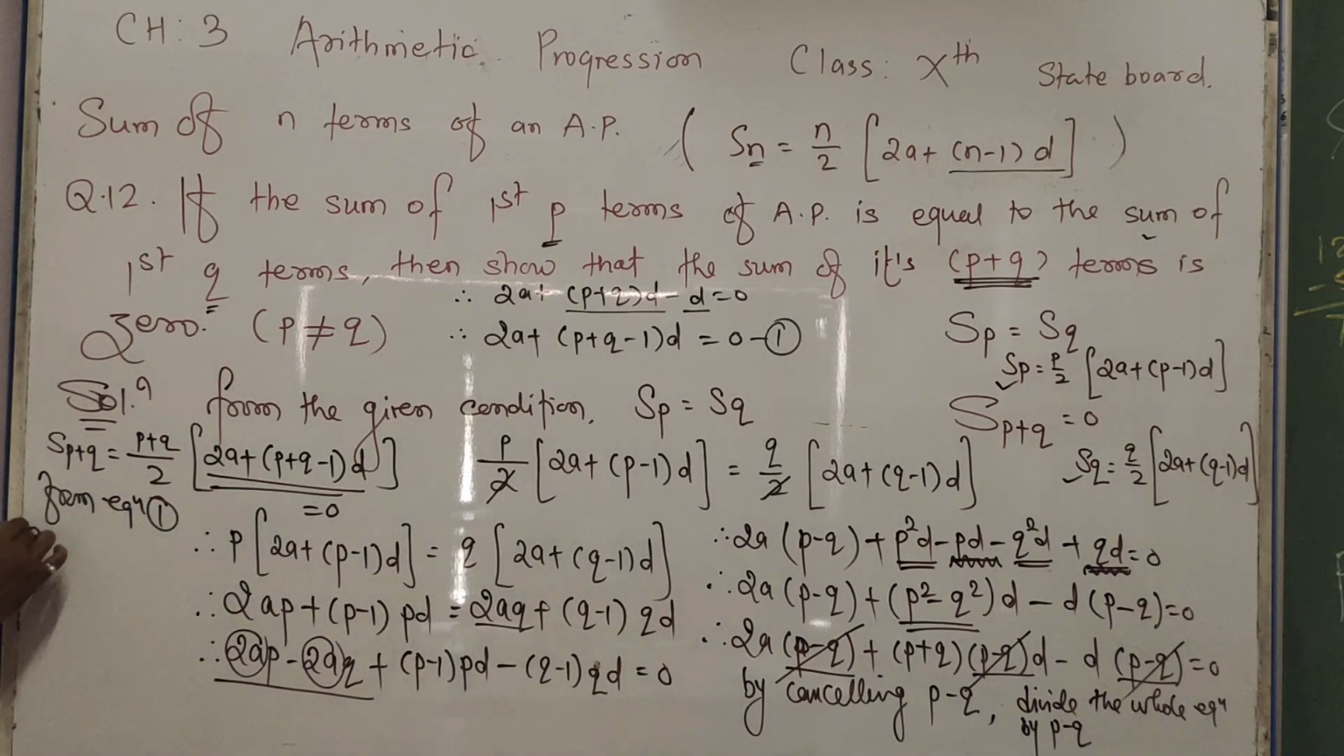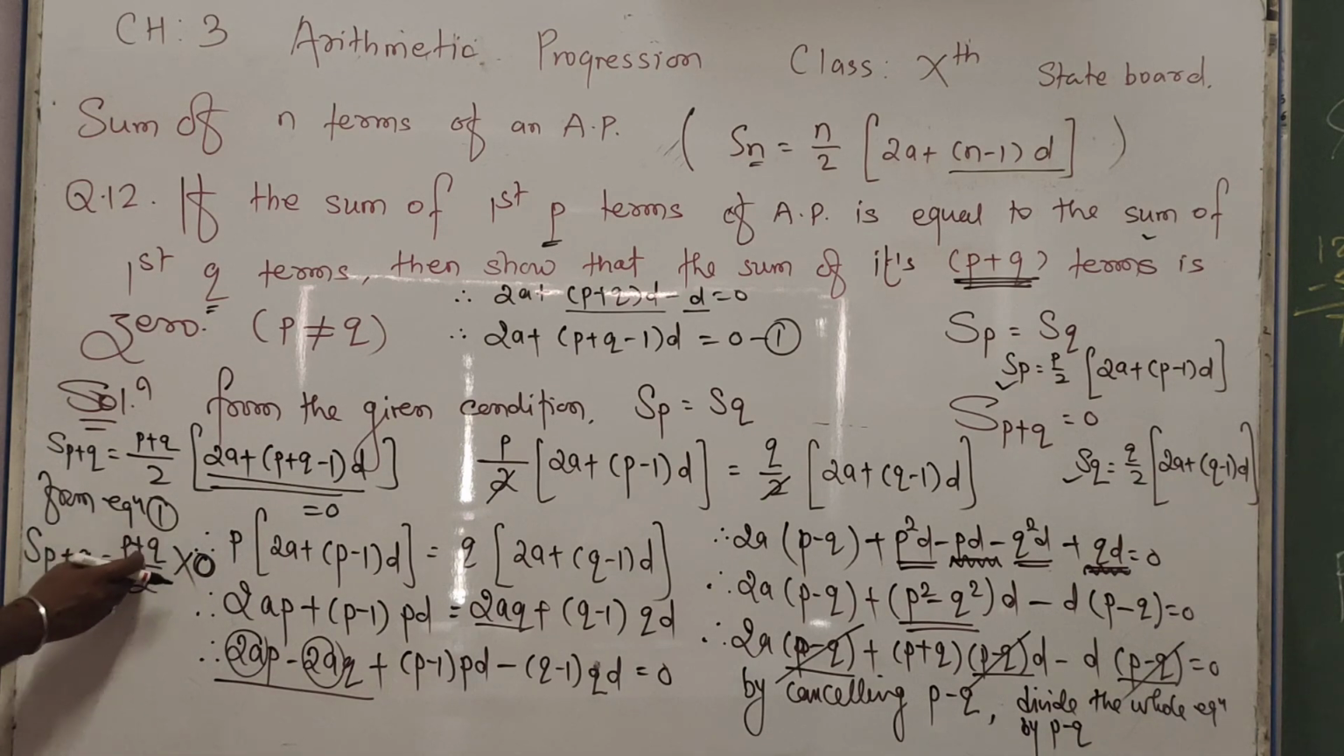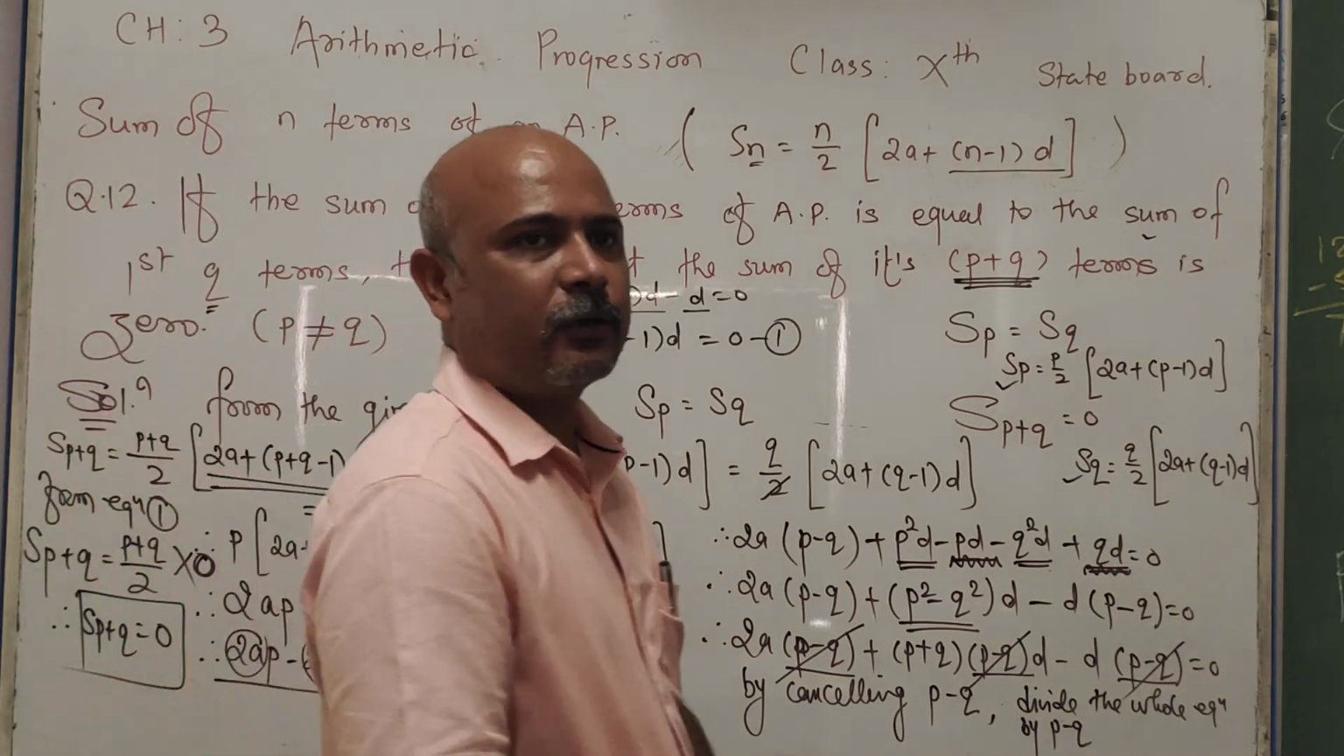So what you will write then? S of p plus q is equal to p plus q divided by 2 and multiplied by this term, which is 0. So when we multiply p plus q by 2 into 0, therefore we will get the sum of p plus q terms is 0, and hence proved. So this we are going to prove.